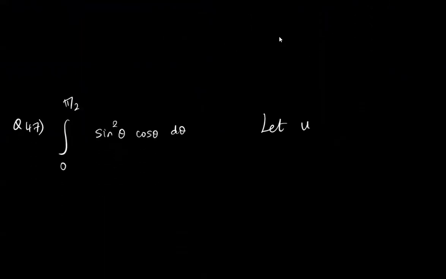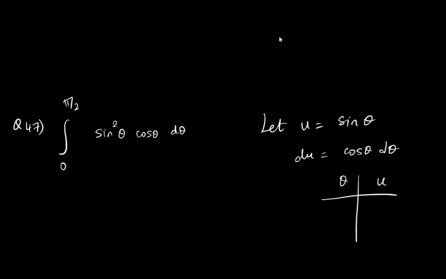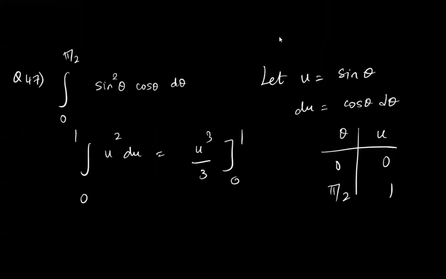So my u here is going to be sine theta. du will be cosine theta d theta. I convert between theta and u. When theta is 0, u is 0. When theta is pi over 2, u is 1. So I get the integral from 0 to 1 of u squared du, which is u cubed over 3 between 0 and 1. And the answer is 1/3.